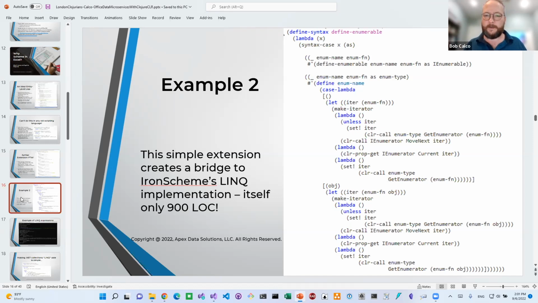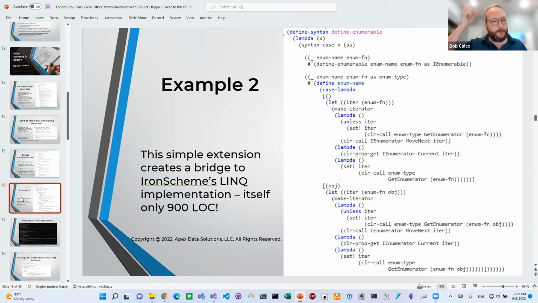So the maintainer of Iron Scheme saw fit to implement the entire LINQ specification as defined for C# in about 900 lines of Scheme code. This is amazing. This is why it's so awesome. So he created this concept called an iterator, and it has these three things that are common to all iterator abstractions. And it has nothing to do with C# whatsoever. This is pure Scheme. So I couldn't use it when I wanted to use it against .NET collections.